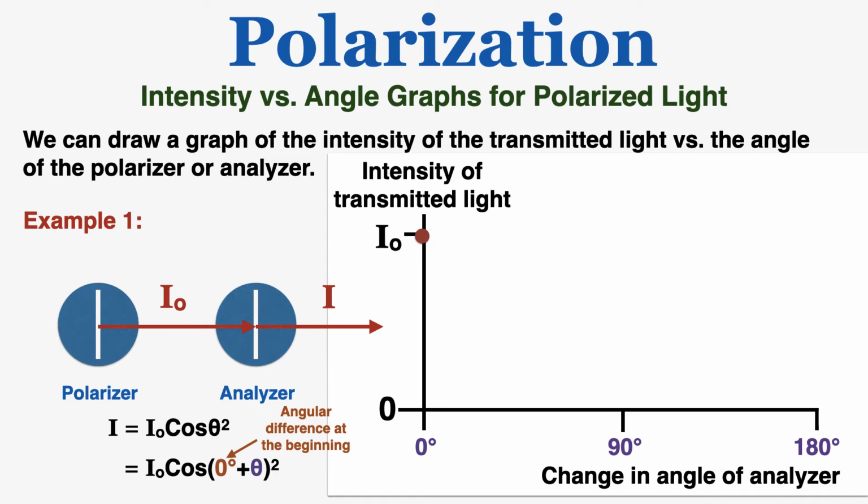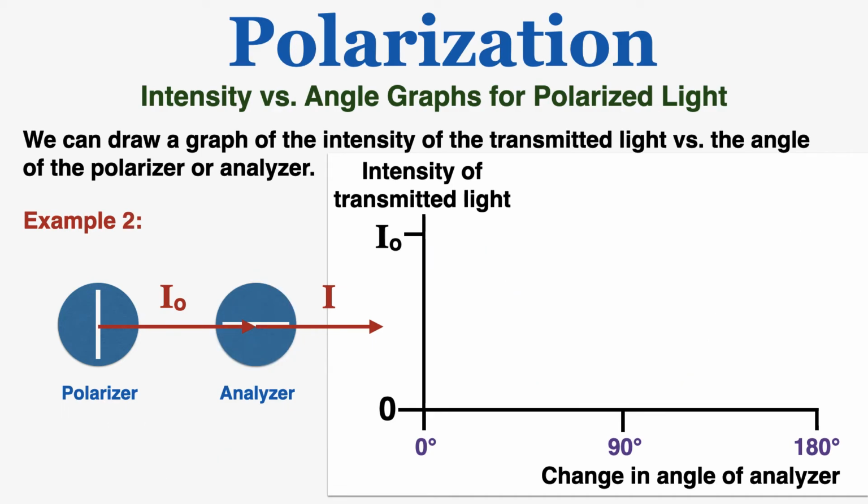And I know that cosine of 0 is 1. So this graph will physically start at the position I naught, and then take the shape of cosine of theta squared, starting from an angle of 0. So you can see I'm turning the analyzer, and this is the resulting intensity of the light coming out of the analyzer. So this graph shows the intensity of the transmitted light on the y-axis and the change in the angle of the analyzer on the x-axis.